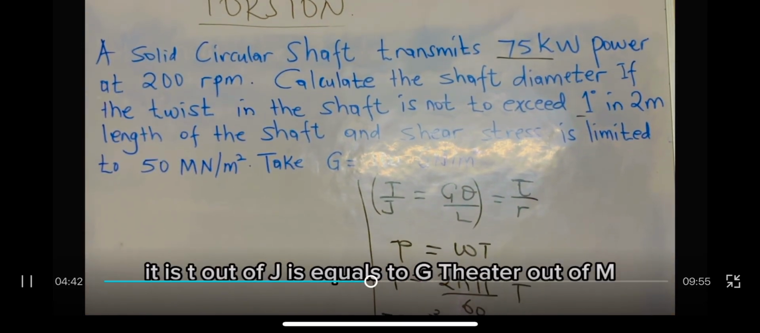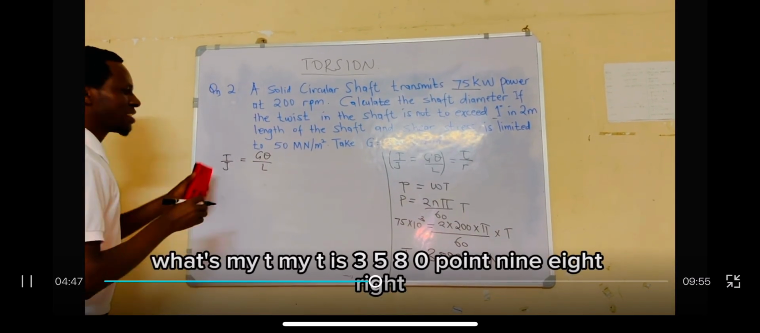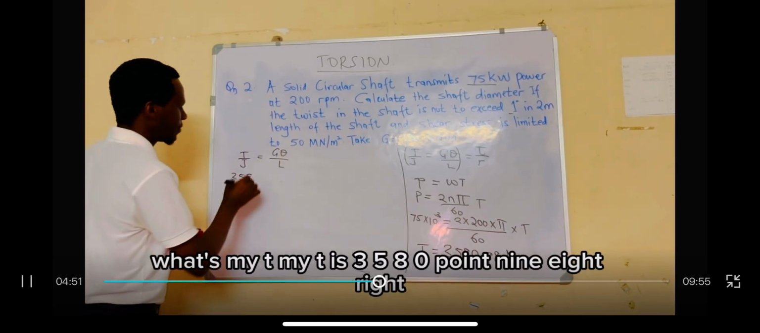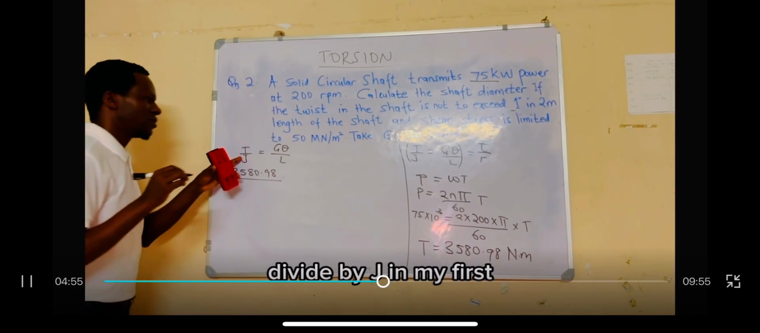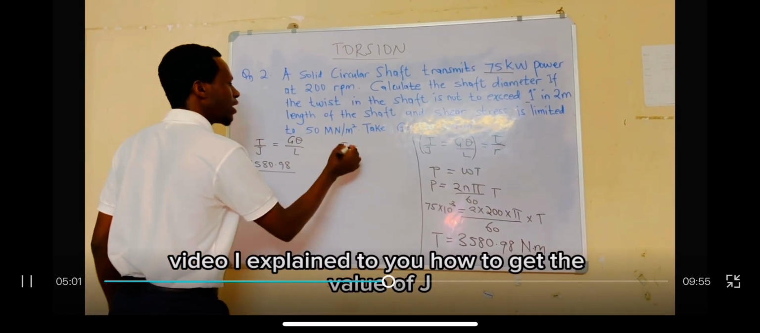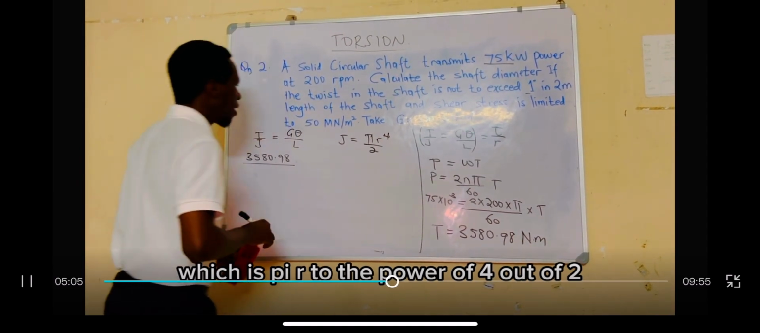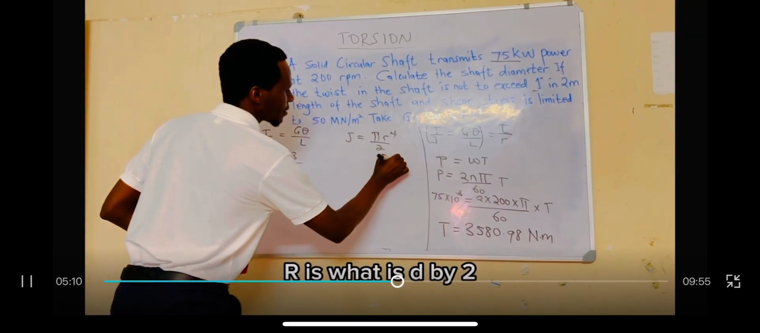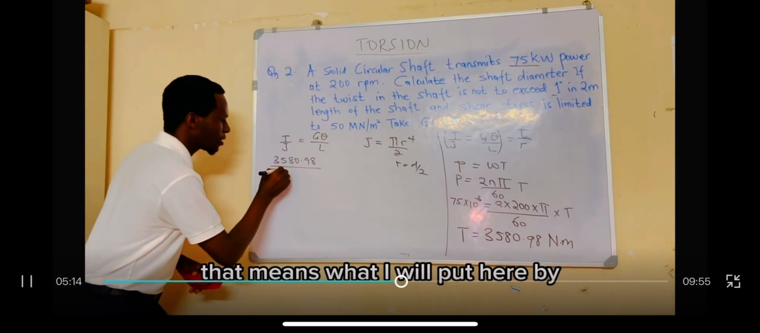T over J is equal to G theta over L. What's my T? My T is 3580.98. Divide by J. In my first video, I explained how to get the value of J, which is pi r to the power 4 over 2. But r is d by 2. Don't forget that.